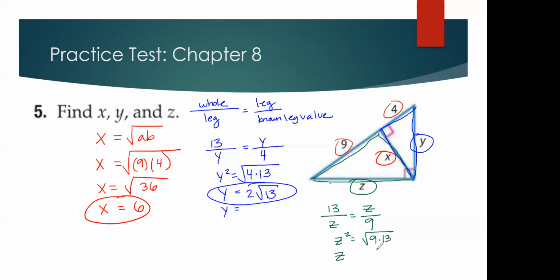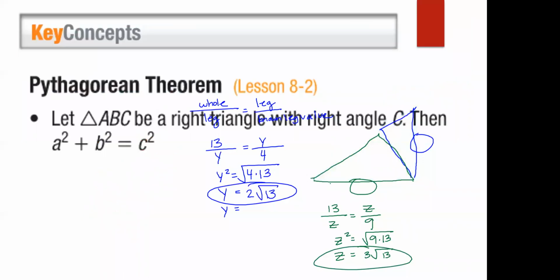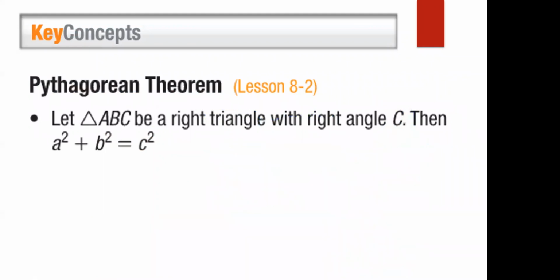And we know that 9 is a perfect square, the square root of 9 is 3, and times the square root of 13, and we would just leave it like that, okay? All right, so next problem. Next section actually talks about the Pythagorean theorem, okay?